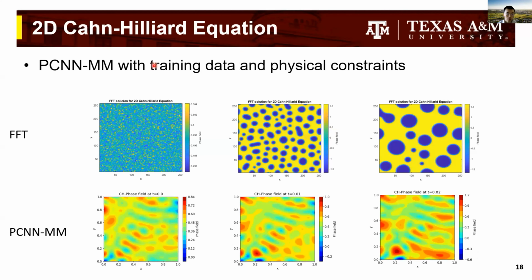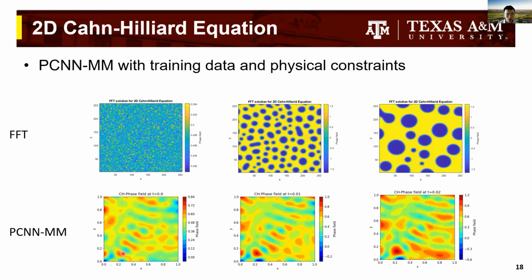And then we combine the training data and physical constraints. So we train the physical constraint neural network, and this is our prediction, from time equal to 0 to time equal to 0.02.